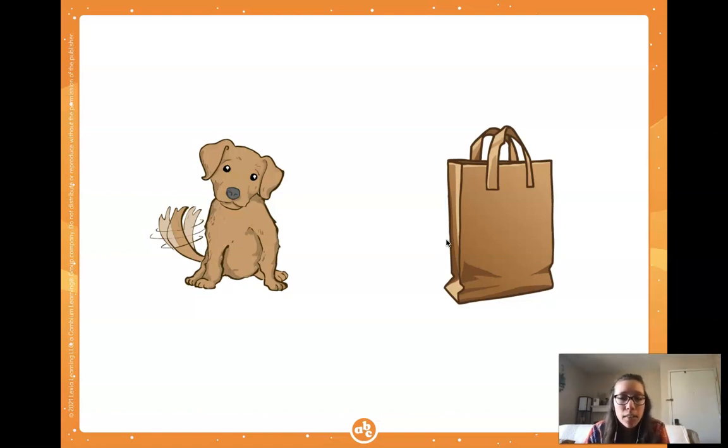So then, friends, how are these words different? That's right, these words have different beginning sounds. What is the beginning sound you hear in wag? Good, the beginning sound in wag is w, made by the letter W. And what's the beginning sound you hear in bag? Good, the first sound in bag is b, made by the letter B.